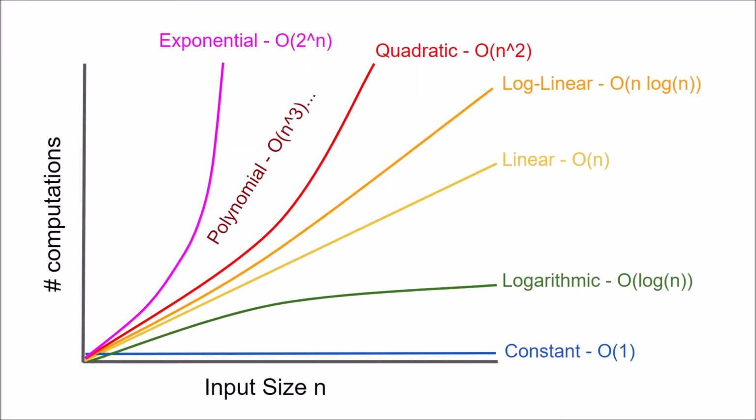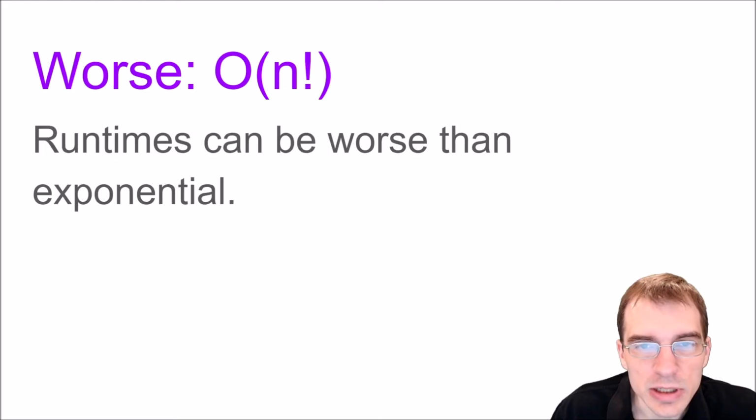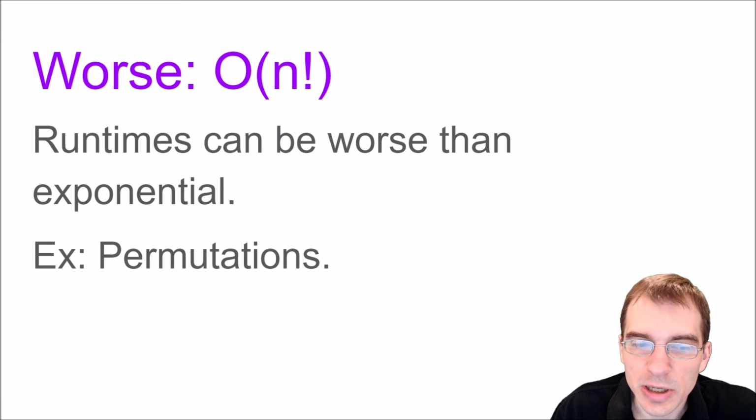Finally, we can have algorithms that run even slower than exponential time. For instance, you could have an algorithm that runs on O of n factorial, or essentially n to the n power. Examples of algorithms that might do this are something where you're trying to go through every single permutation of an input.